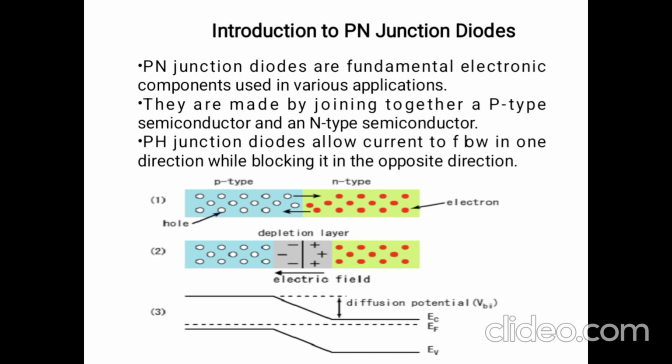A small amount of pentavalent impurities such as arsenic or phosphorus is added to the semiconductor to get N-type semiconductor. Pentavalent impurities increase the number of electrons in the conduction band. Now see here, in P-type there are holes, in N-type there are electrons.